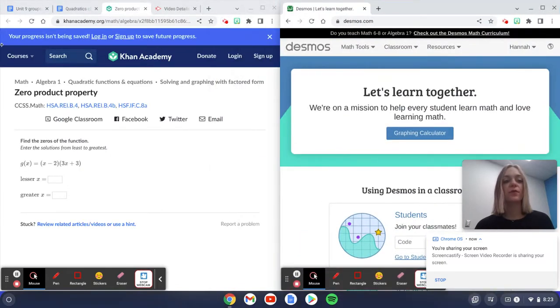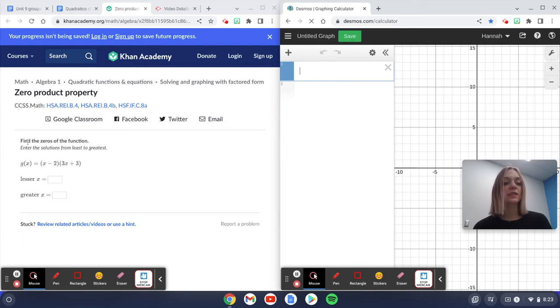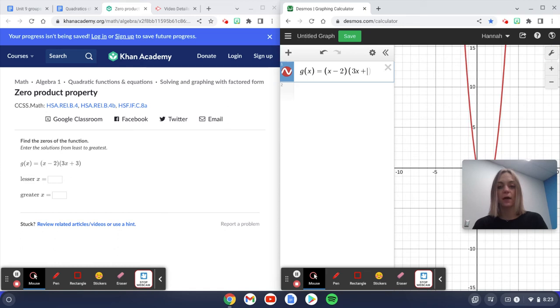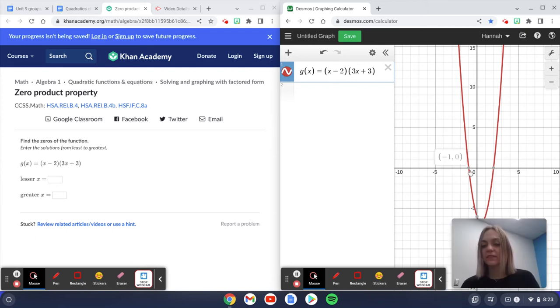So this is going to help you with the zero product property connectivity. It says find the zeros of a function, enter the solutions from least to greatest. So I'm just going to go ahead and graph g of x equals (x - 2)(3x + 3). And then when I do that, I see that I have zeros at -1 and at 2.